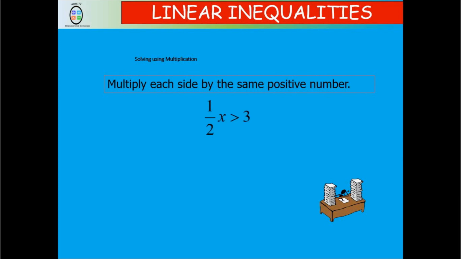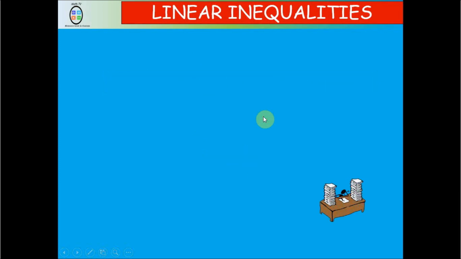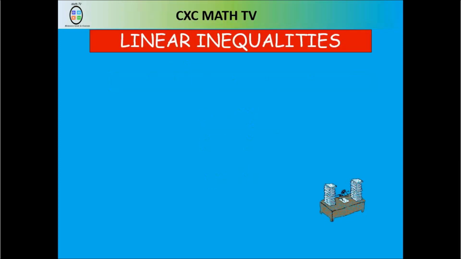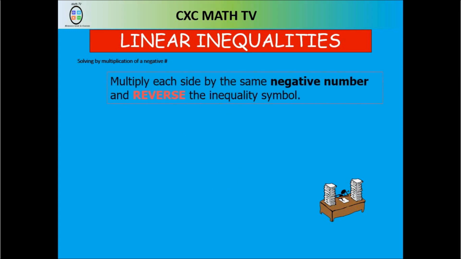If we have half x is greater than 3, you'd multiply both sides by 2 to get x must be bigger than 6. Because if half of x is bigger than 3, when you double it, then x itself must be bigger than 6. Makes sense. We got our solution by multiplying by 2. Now look at division. 3x is less than or equal to 9. We can clearly divide both sides by 3 to get x is less than or equal to 3. Again, notice that the inequality is still true.